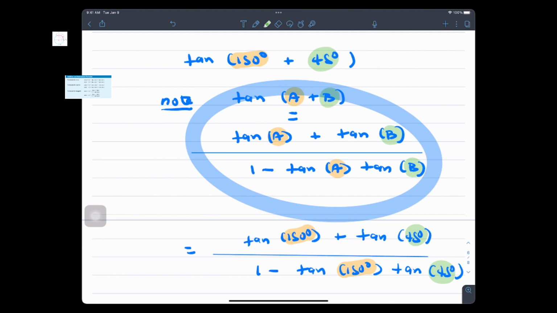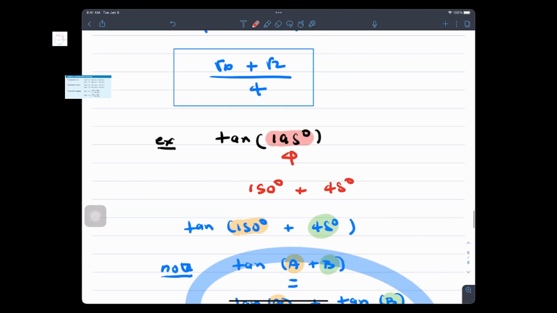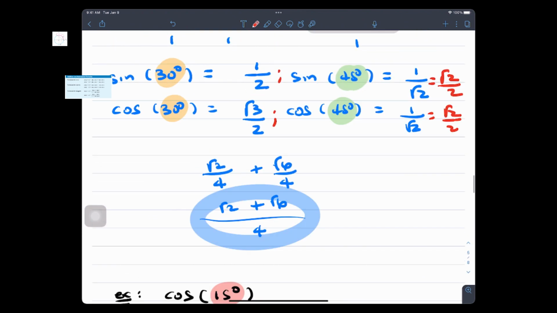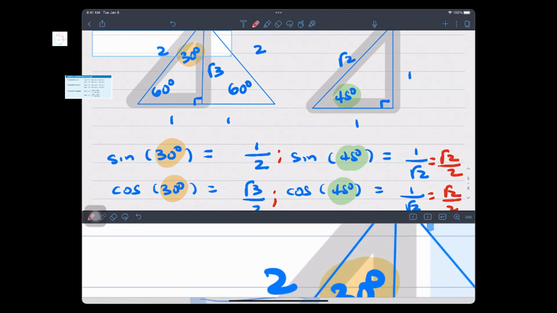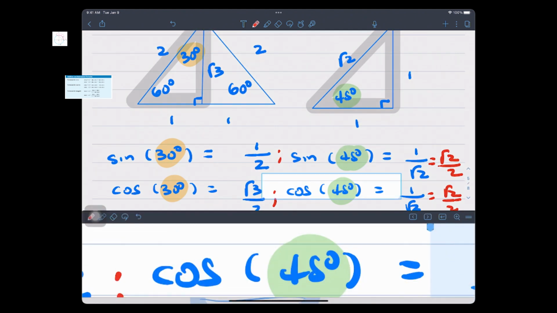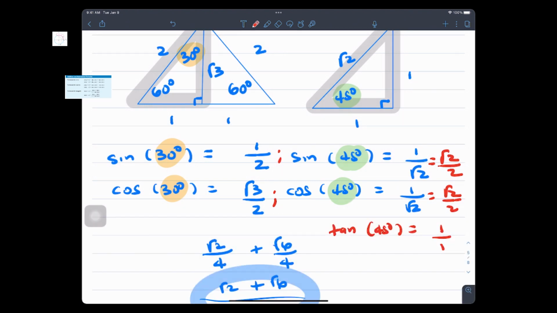So does anybody happen to know what is tangent of 45? Maybe you know that already, and it's good if you know. Without a calculator, ladies and gentlemen, how do you know this without a calculator? What's tangent 45? Go back to a special triangle. What's the definition? You've got to know your ratios. Opposite over adjacent. Isn't that just 1?